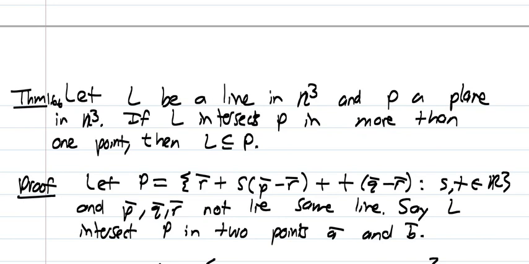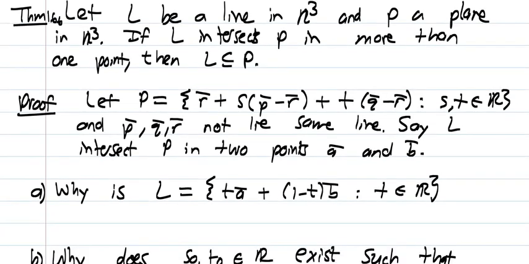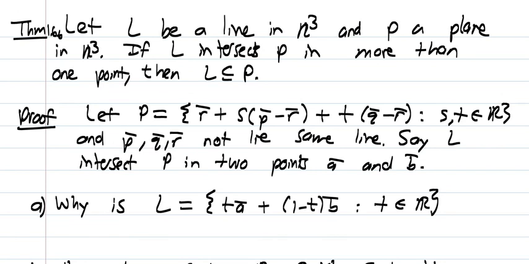The proof: we need to first have a setup. So P is a plane, so P is of the form r plus s(p minus r) plus t(q minus r), where s and t are real numbers, and p, q and r are three vectors not lying on the same line. So say line L intersects P in 2 points, and we label the 2 points A and B. So the first question is, why is line L of the form tA plus (1 minus t)B, where t is a real number? This is a comprehension question, so let's quickly answer it.